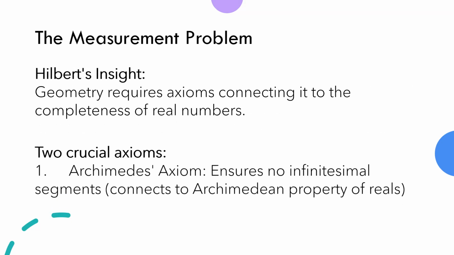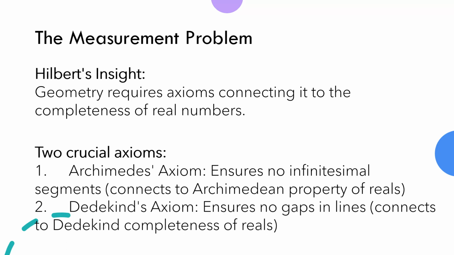The first one is the Archimedean axiom, which ensures no infinitesimal segments and connects to the Archimedean property of the reals. When we say infinitesimal, we mean infinitely, very small length. Another crucial axiom is the Dedekind axiom, which ensures no gaps in lines and connects to Dedekind completeness of the reals.